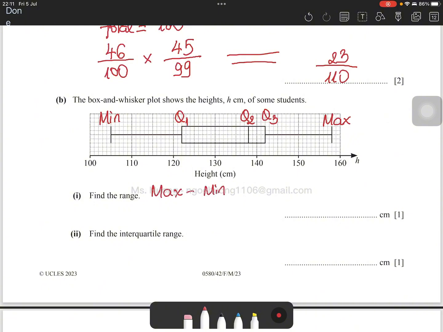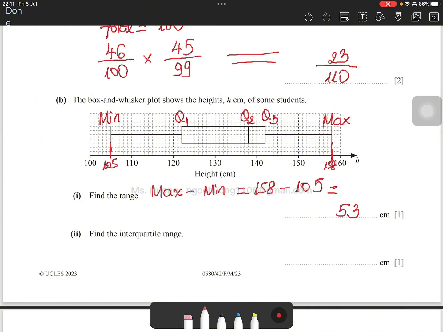The maximum value in this case is 158, and the minimum value is 105. So 158 minus 105 equals 53 centimeters.